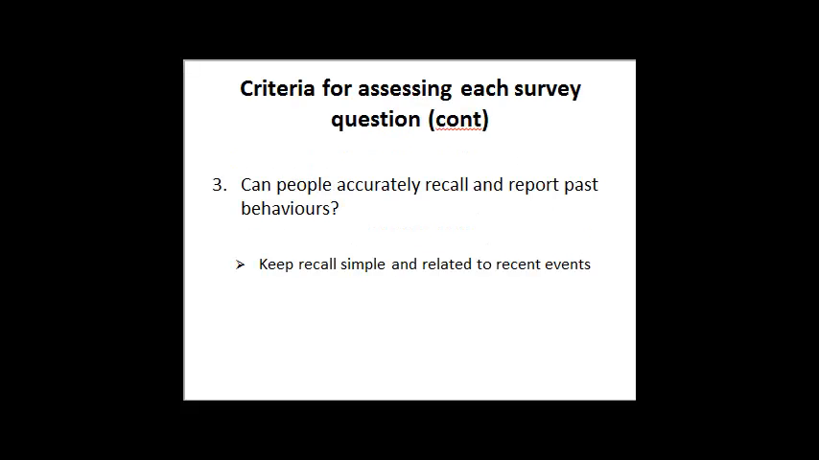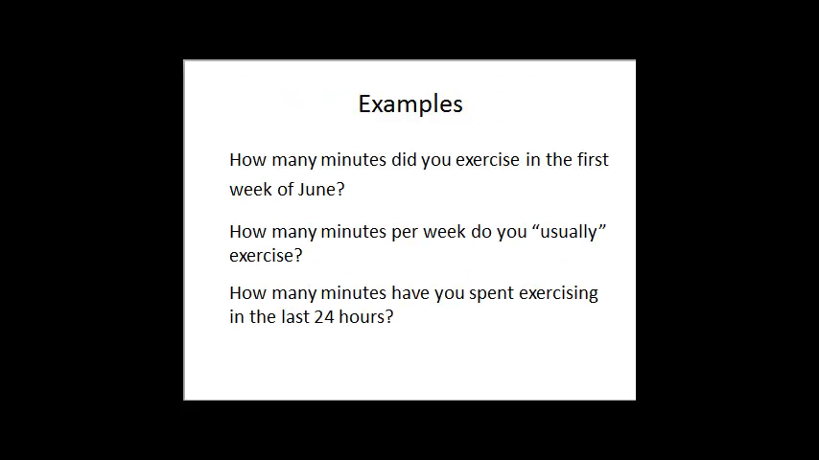So another thing to consider, can people accurately recall and report past behaviors? So try and keep recall simple and related to recent events. For example, how many minutes did you exercise in the first week of June? Versus how many times per week do you usually exercise? Or how many minutes have you spent exercising in the last 24 hours? People usually cannot recall something precise from a long time ago. So using the last question in this case, for instance, the last 24 hours would have less unintentional error and so better precision in their answers.